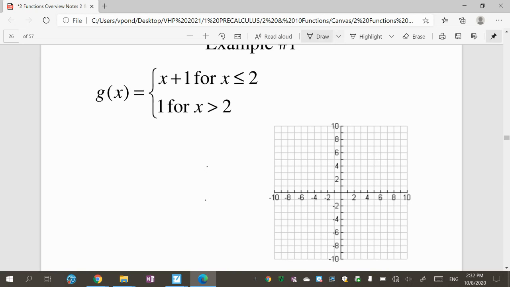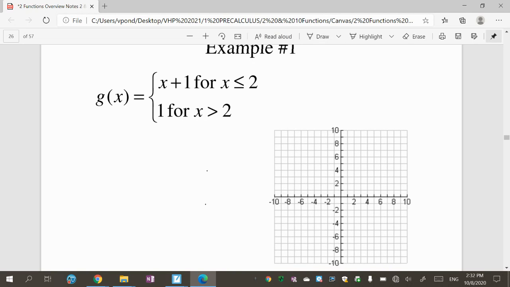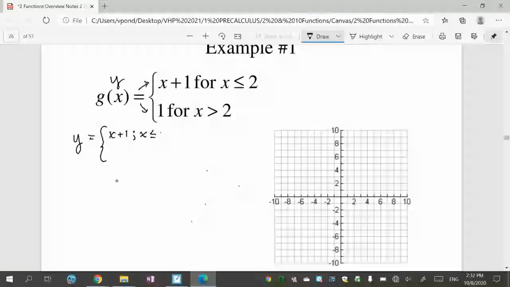A lot of times I want you to look at this as your y value. So it's basically y equals. You've got two functions going on: y equals x plus 1, and y equals 1. You might see it written this way as well: y equals, then a bracket, x plus 1, and then sometimes a semicolon that tells you when that happens, when x is less than or equal to 2, and then 1 when x is greater than 2. What I just wrote is the same thing. I just have two functions going on here, and it breaks.